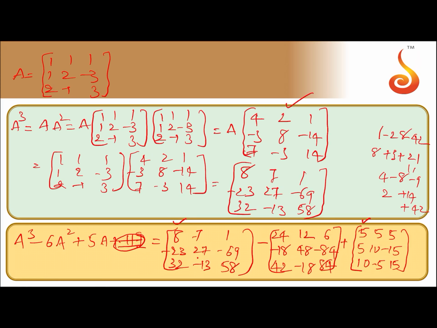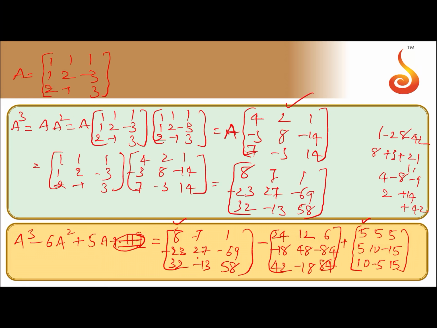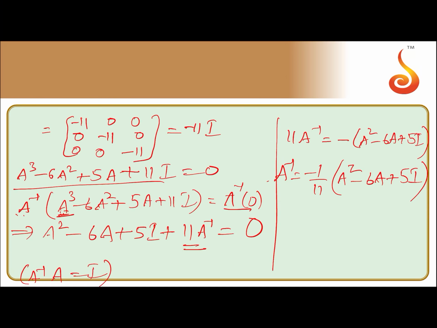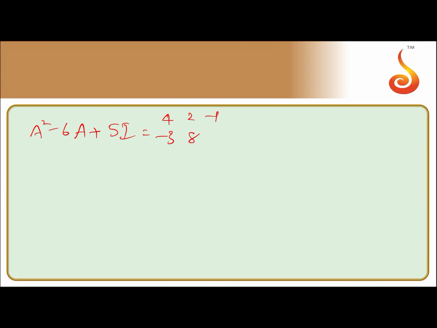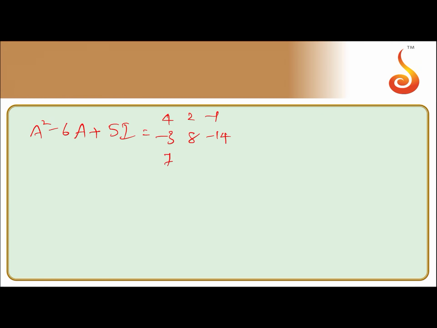So let me calculate A square minus 6A plus 5 times I. A square, you know, the matrix is 4, 2, minus 1; minus 3, 8, minus 14; 7, minus 3, 14. This is the A square matrix.